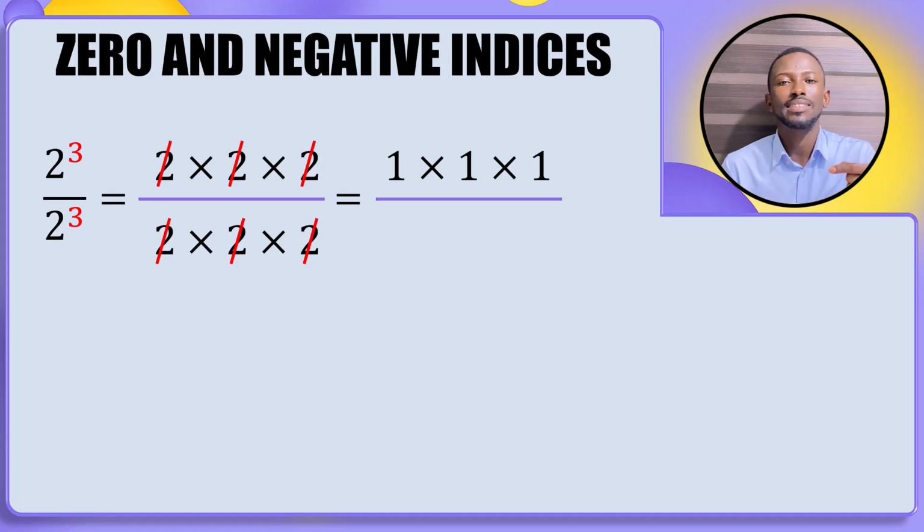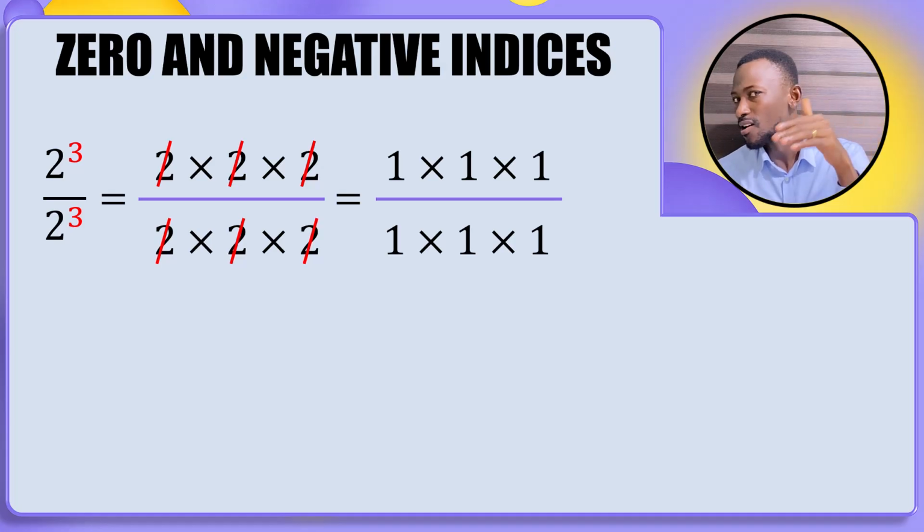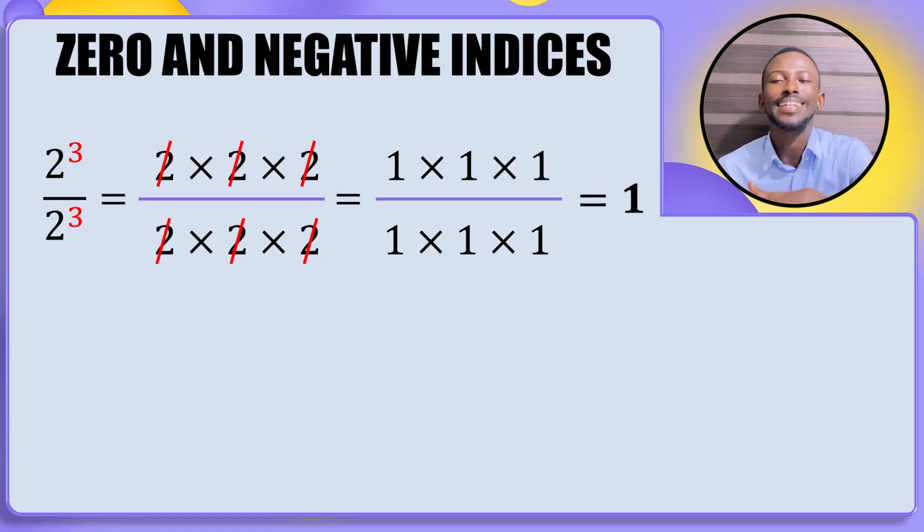This is simple mathematics that we learned in JHS, right? Then if you multiply 1 by itself, 1 times 1 times 1, you will get 1. Divided by 1 times 1 times 1, you get 1. So basically, it means if you should work 2 to the power 3 divided by 2 to the power 3, the final answer will be 1. I think that is clear, right? The final answer will be 1.